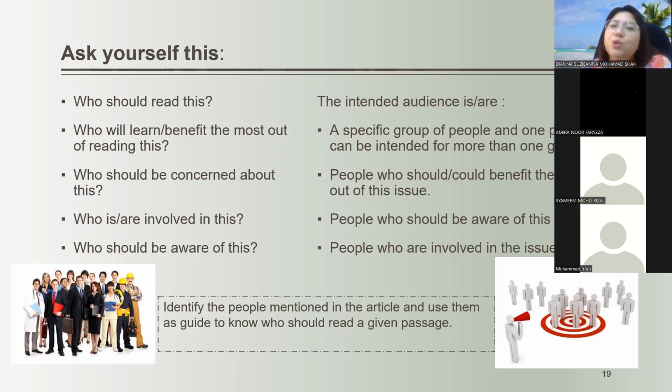All right, so who should read this? Who will learn or benefit the most out of reading this? Who should be concerned about this? Who is involved in this? Who should be aware of this? All right.